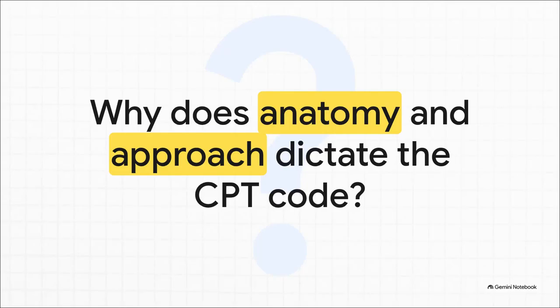So as investigators of the clinical record, we really have to ask ourselves, why do these specific anatomical boundaries and surgical approaches fundamentally alter the primary code we choose? Why does the specific anatomical room the surgeon works in and the surgical door they use to get inside dictate literally everything about your neurosurgery CPT code?